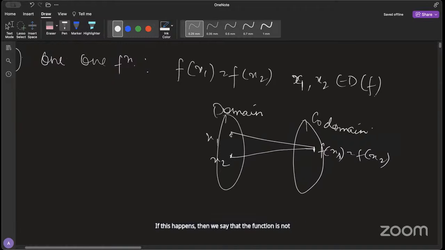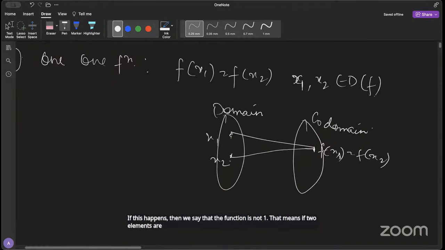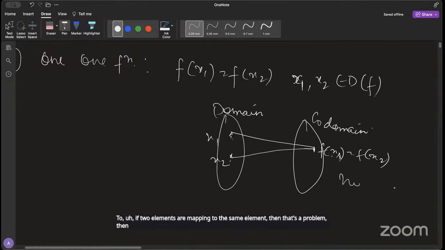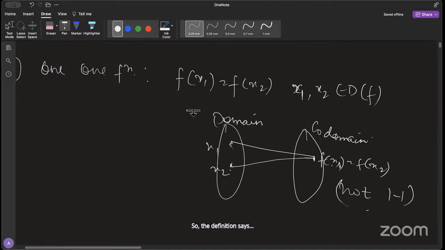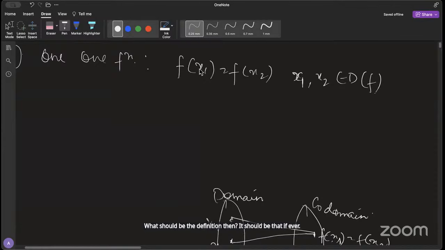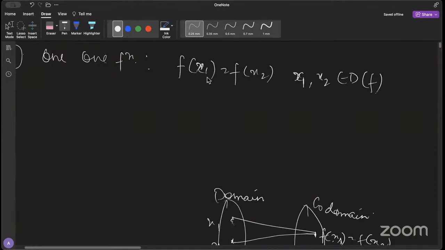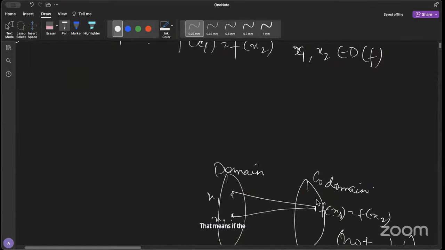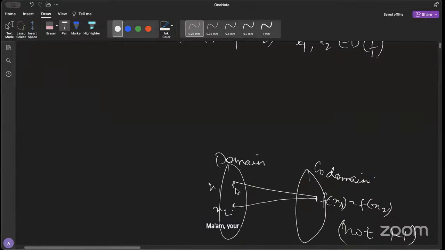That means if two elements are mapping to the same element, then that's a problem. Then we say that it's not one-one. So what should the definition be? It should be that if ever the image of two elements is the same, then those two elements should also have been the same. Then I could say that it's a one-one function.